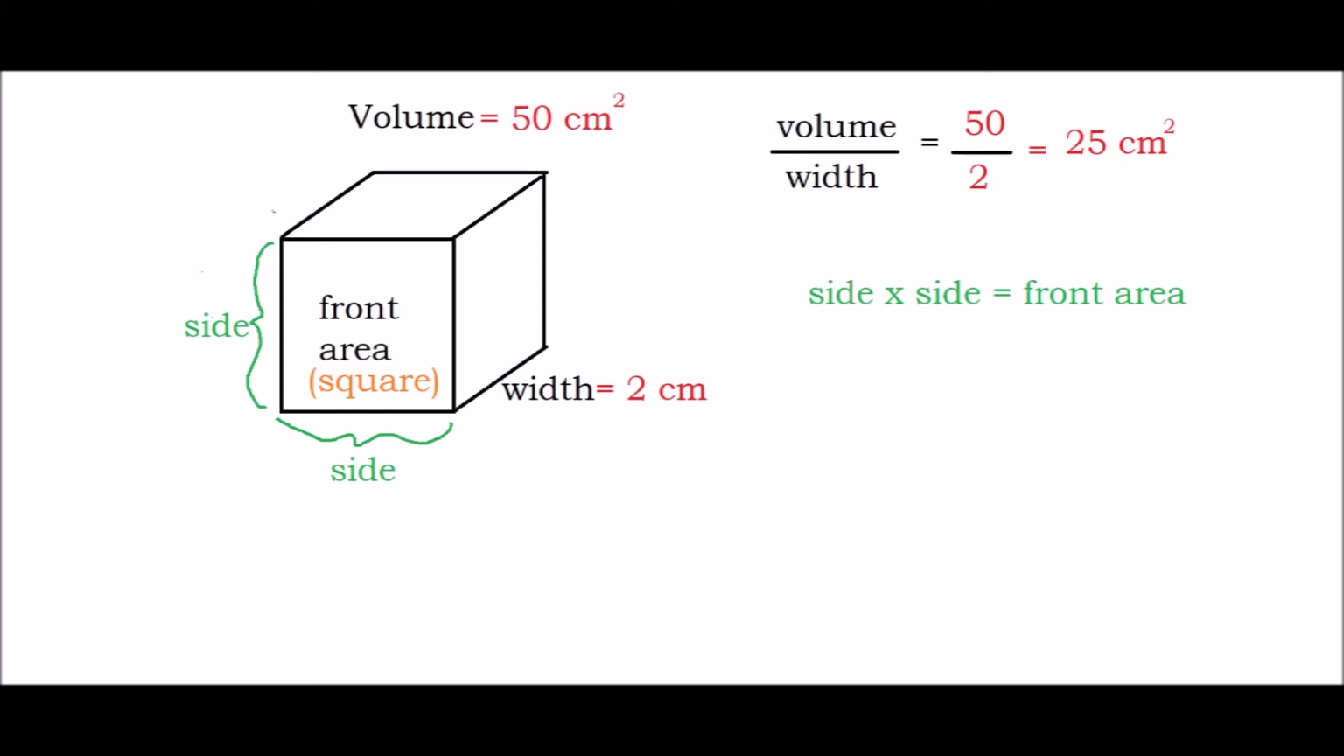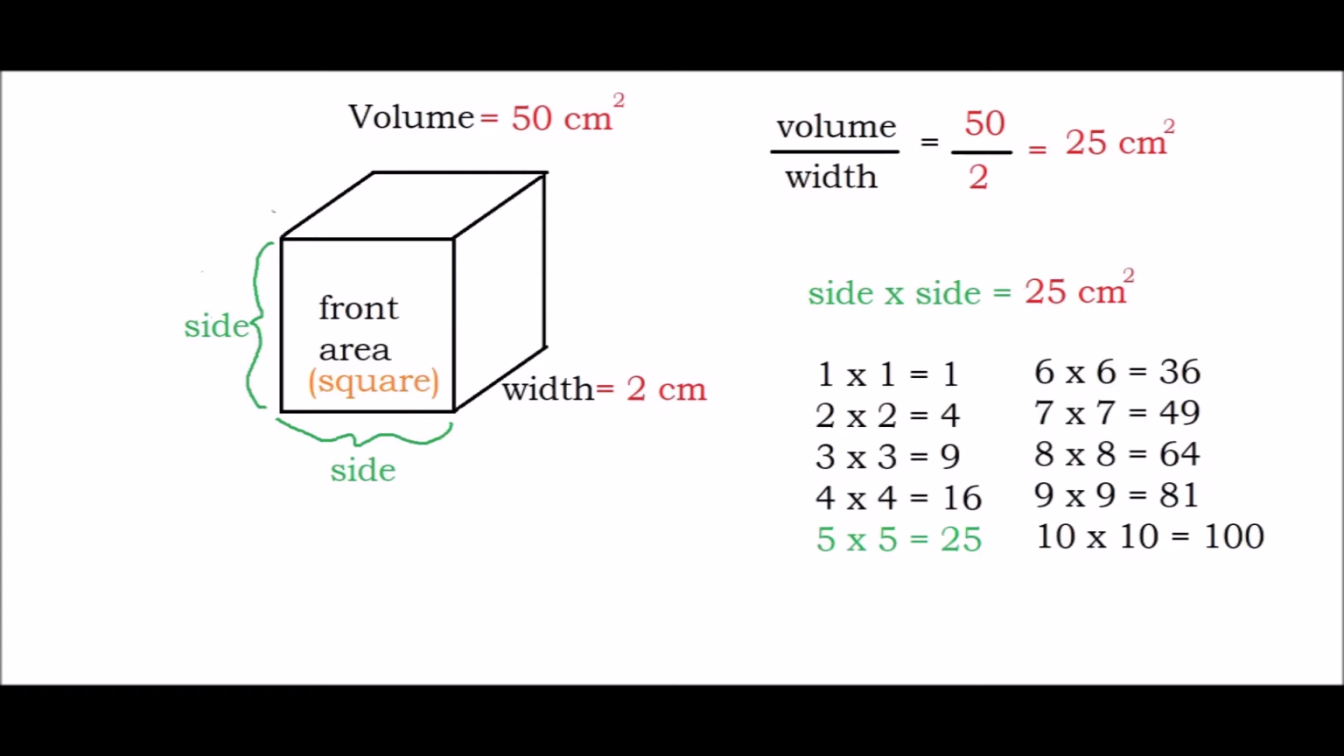Now, since it is a square, then the sides are the same. Well, you know that side times side will give us the front area. Therefore, something times something should be equal to 25. Now let's remember again about our multiplication table. Let's find numbers that if multiplied by the same number will be 25. Here's the list. As you can see, we figure out that 5 times 5 equals 25. Therefore, the sides are 5 centimeter.